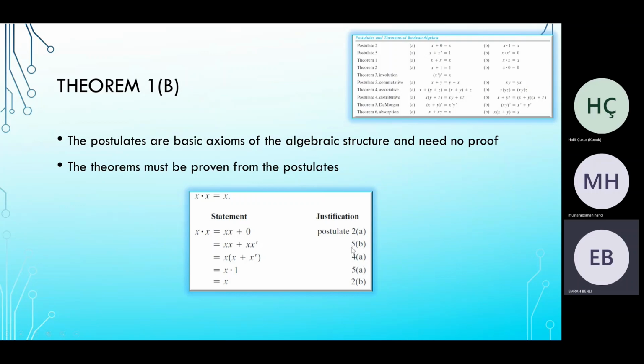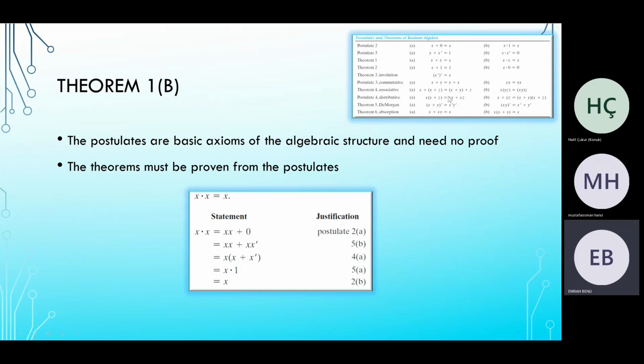Now we are using postulate 5b. 5b is x and x prime is 0. So this 0 we convert it into x and x prime. So it didn't change anything. And when we have this, we are using 4a now. Postulate 4a.